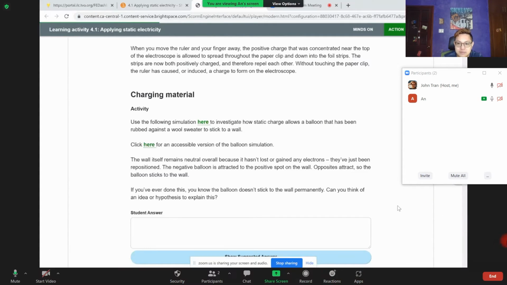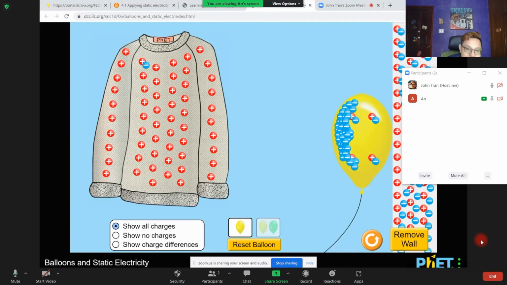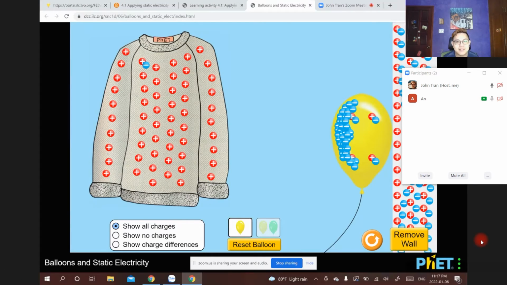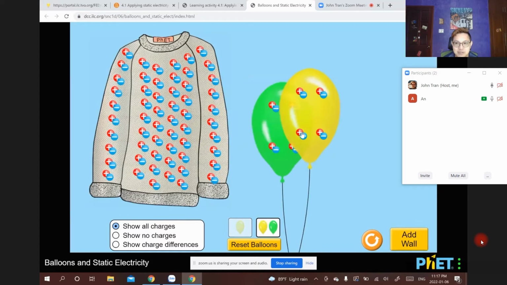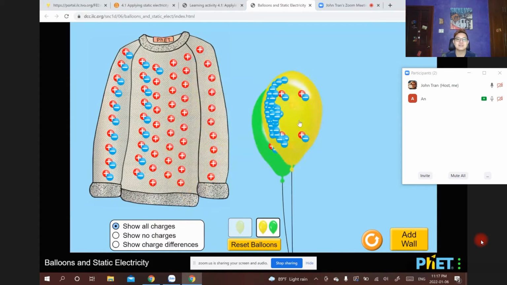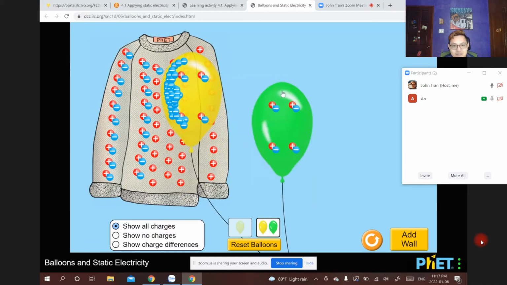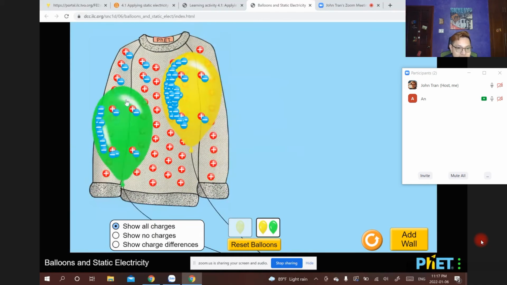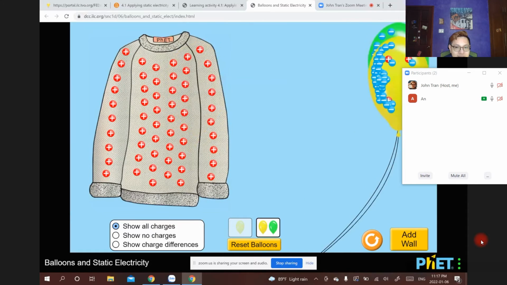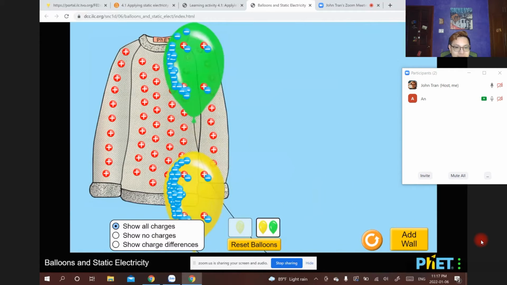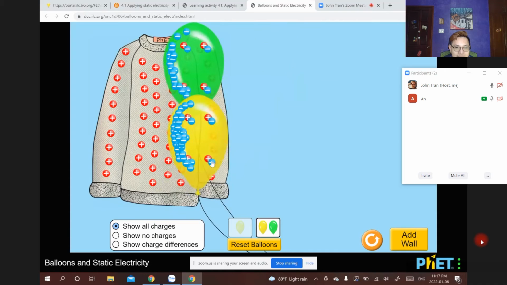Okay, charging material. Right, so we are now at another page. Wow, look at that sweater. It's all positive charge now. And when you touch that thing, it gives a lot of negative charge to it. Maybe you haven't touched enough.